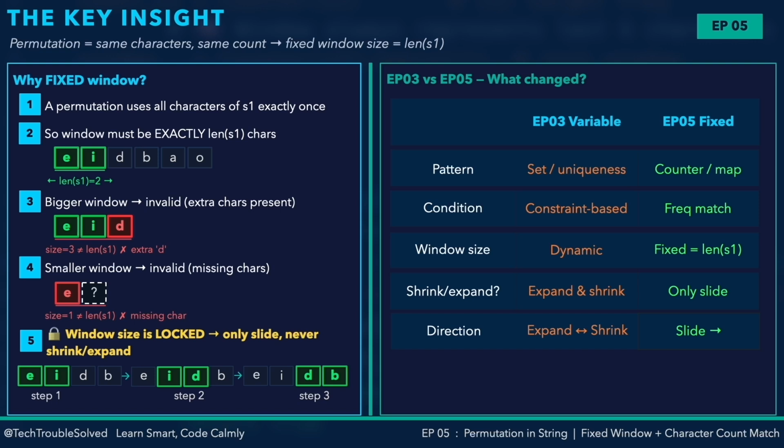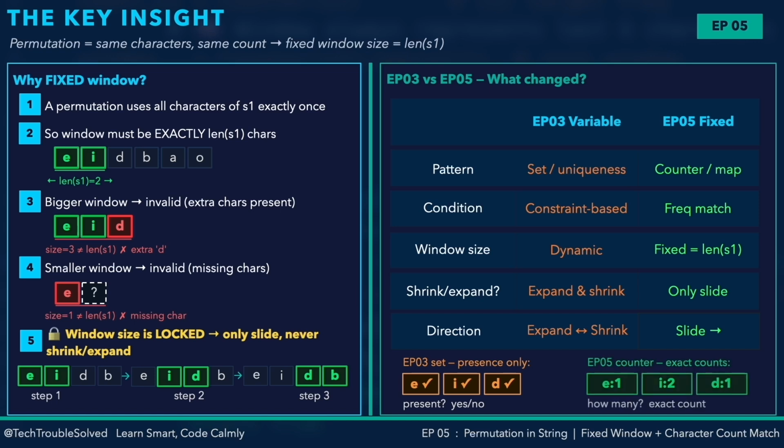Look at this table, episode 3 versus episode 5. Episode 3 used a set. We cared about whether a character was present or not. Binary, yes or no. Episode 5 uses a counter. We care about how many of each character. Frequency, not just presence. That is the data structure shift. Set to counter. And that one change is why the window behavior is completely different. Same pattern family, different personality.